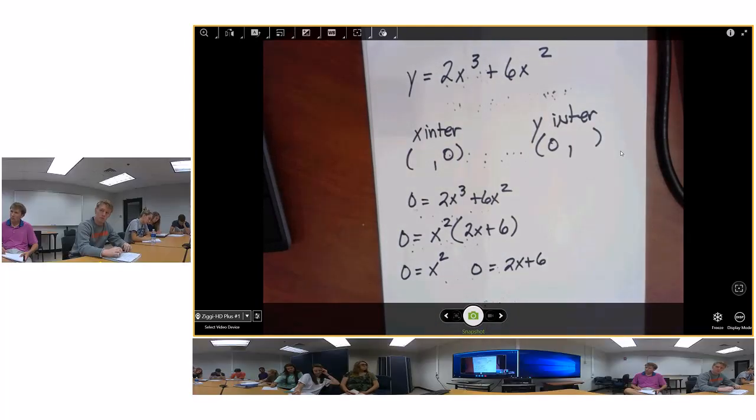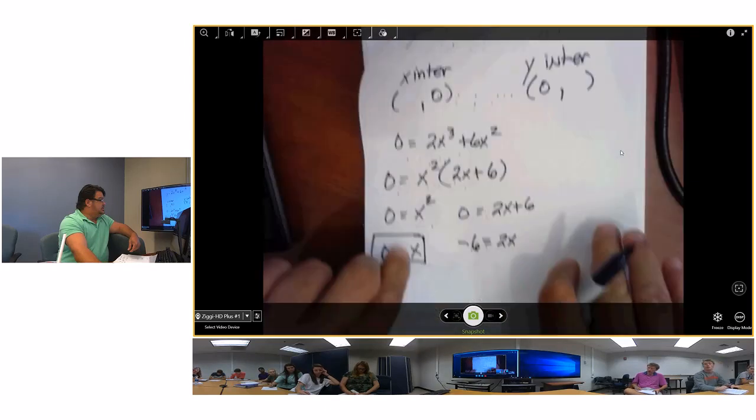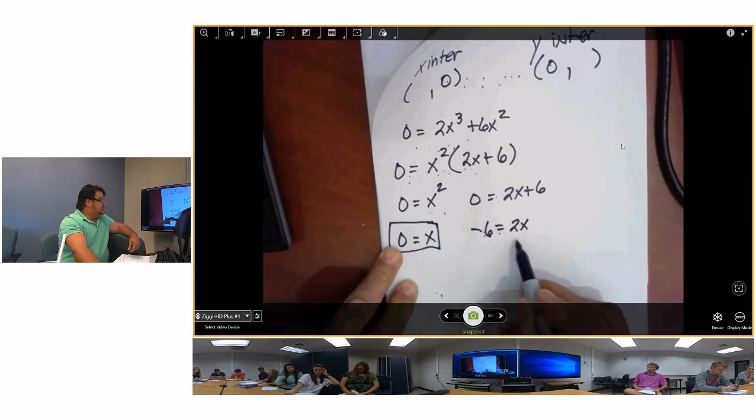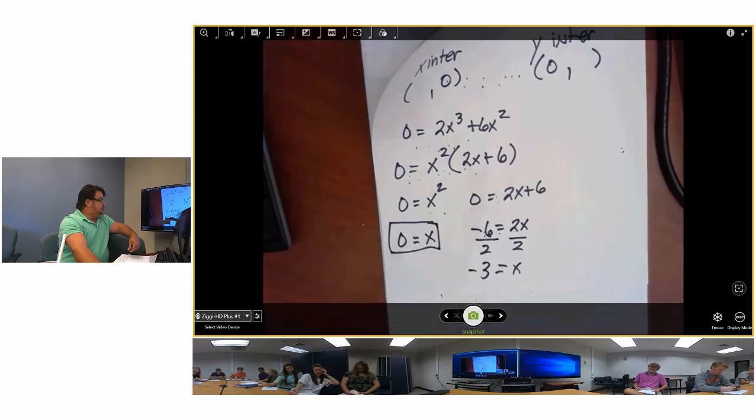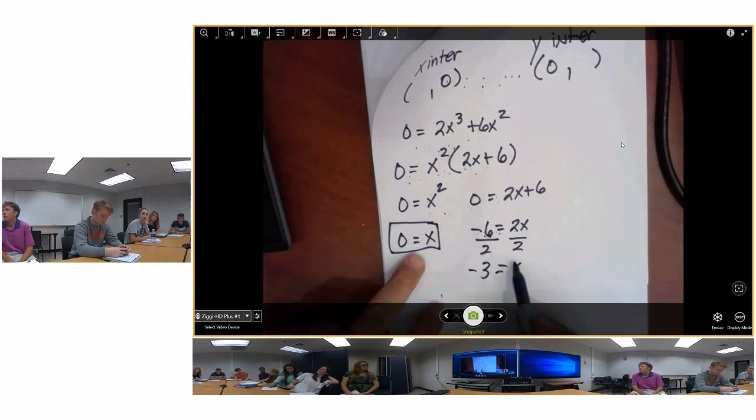So what's one x-intercept? 0, Hubert. That's right. And what's the other x-intercept? Well, you got to figure. Negative 6 is equal to 2x. I got to turn this sideways. I think it'd work better. Divide by 2. Yeah. And x is equal to negative 3. Good. Now find the y-intercept.